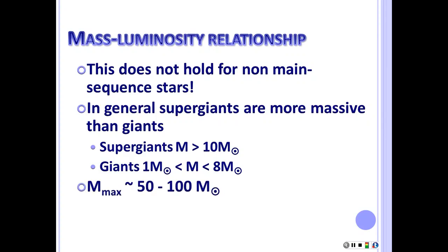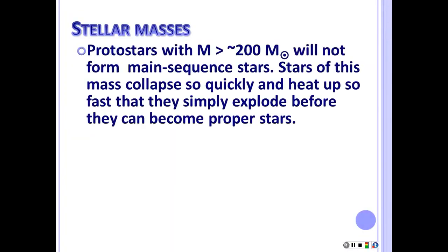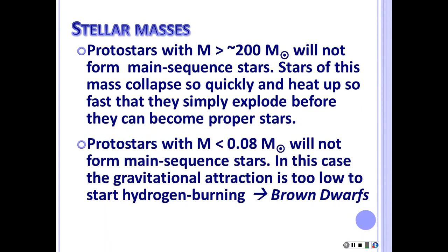The maximum mass for stars is going to be somewhere in the 50 to 100 solar mass range, and the minimum mass is down at about 0.8. And I'm just going to explain why those limits exist. So, if you have a protostar that's more than about 200 solar masses, it can't get to the main sequence. It collapses so fast and gets so hot that it explodes. It basically cannot survive. Whereas if you've got a low mass star below about 0.8 solar masses, it just doesn't ever get to the point of being able to do hydrogen burning, and we call those stars brown dwarfs.